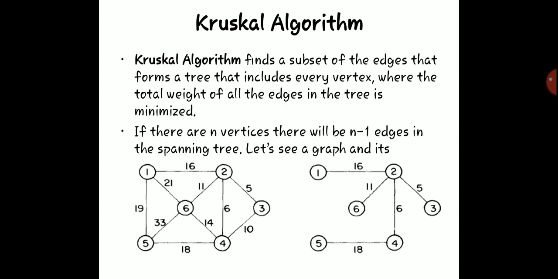Consider the edge 19. The vertices connected by the edge 19, 1 and 5, are already in the spanning tree, so we need not take the edge 19. Consider the edge 33. That connects 5 and 6. Those vertices are also already in the spanning tree, so we just drop that edge also. So the final spanning tree we construct out of the given graph is the one present on the right side. I hope you understand.